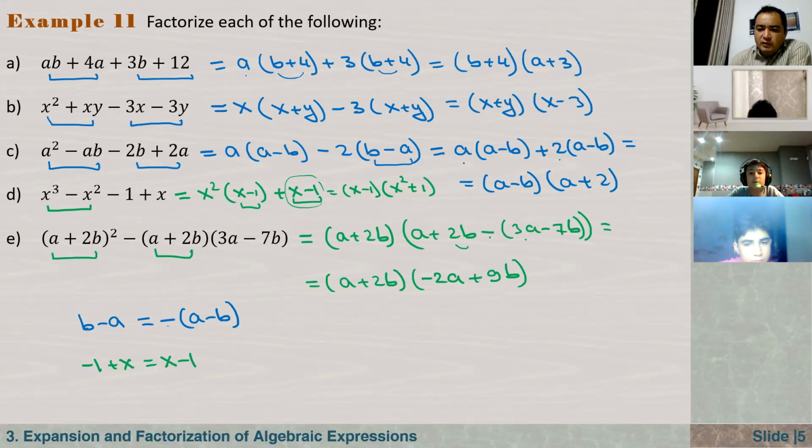Okay, so also actually I can just take this minus out. Let me keep minus here. (a plus 2b), and here we have (2a minus 9b).